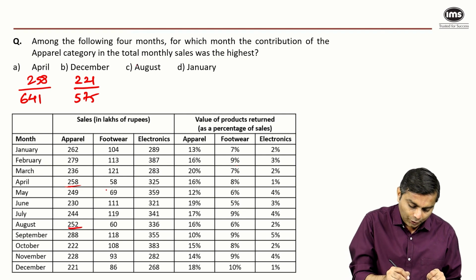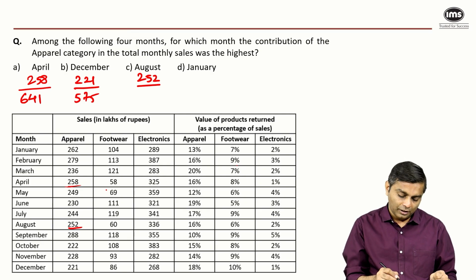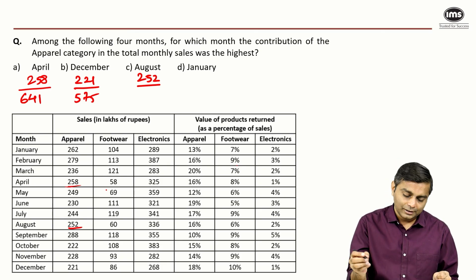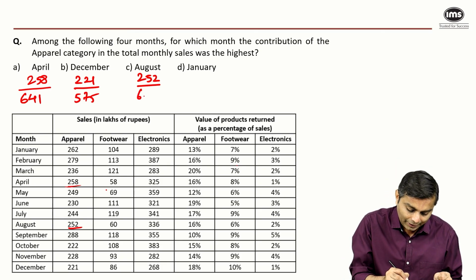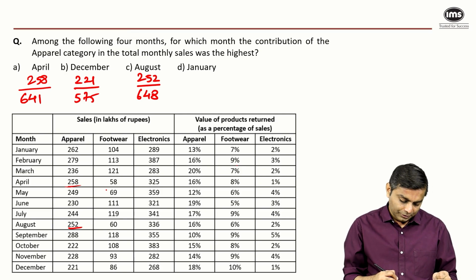Now let's go to August. August is 252. So this is 252 on the monthly total. 252 and 60, 25 and 6, 31. So 300 and 312. 312 and 36. So 33, 600, 36 and 12, 648. Okay. Now we go on to the last option, January.